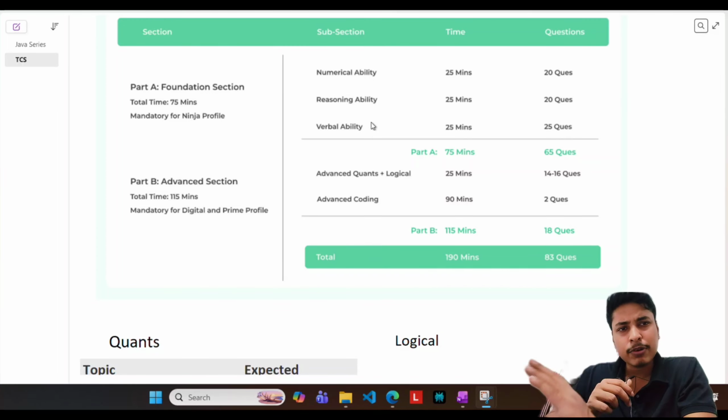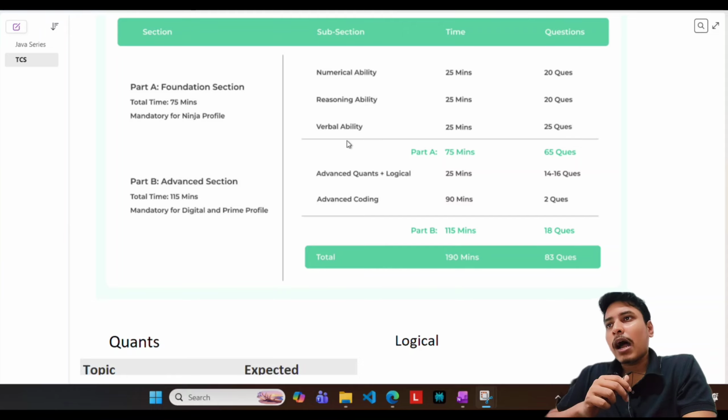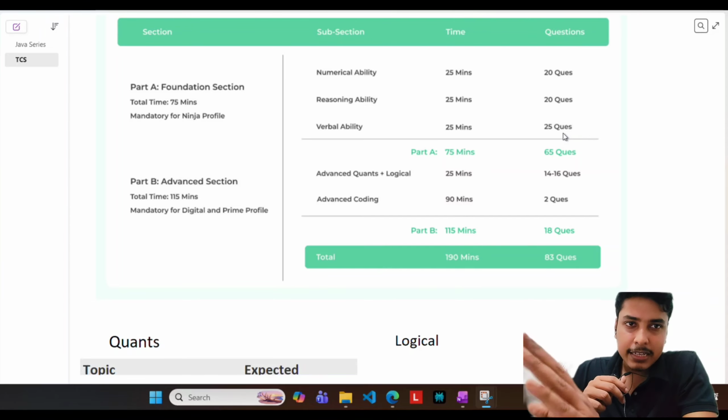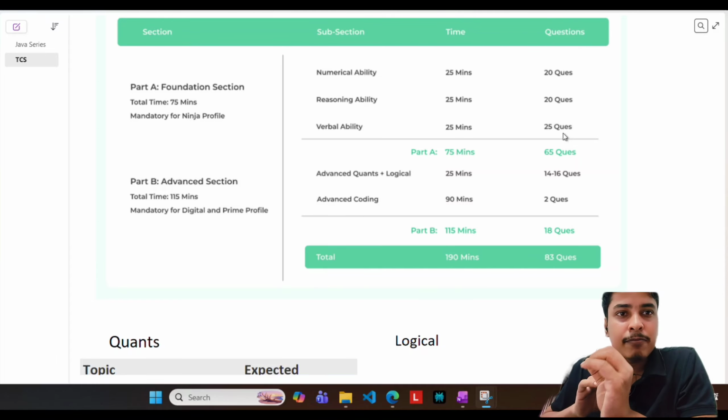Reasoning ability, 20 questions, you can easily answer 15 or 16. Verbal ability, you can easily answer 20 questions. There is no negative marking, so you can guess easily. You can guess without any fear.